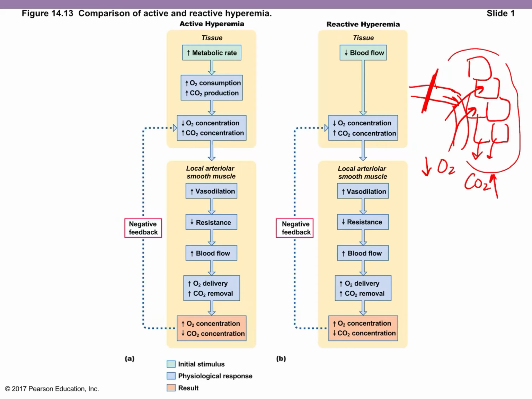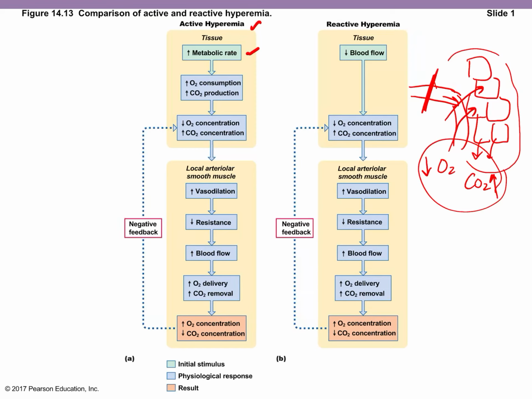So you have a lot of metabolism, and then when you release that blockage, the blood vessels dilate because it's the same conditions as if you were exercising. They're going to dilate, and so they're going to quickly perfuse that tissue with blood, bringing oxygen in, removing the carbon dioxide. So that's reactive hyperemia.